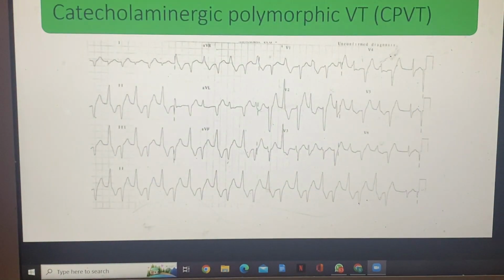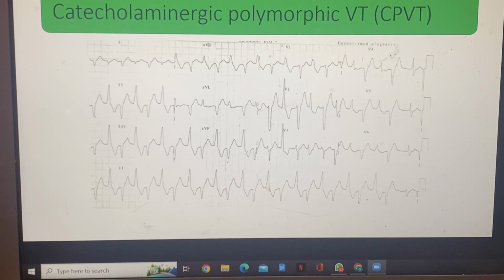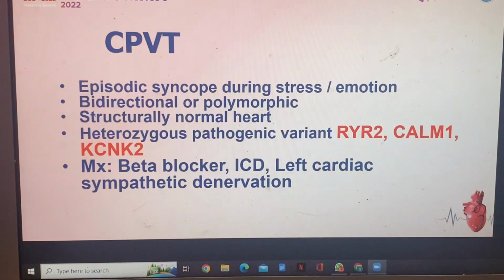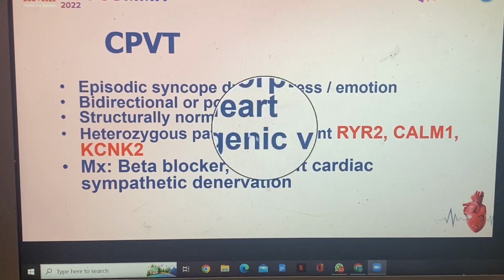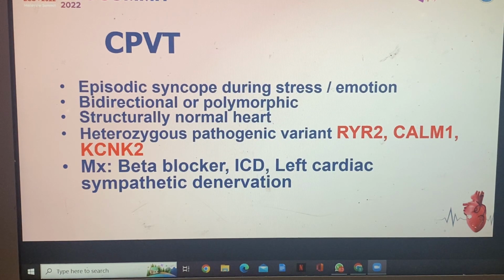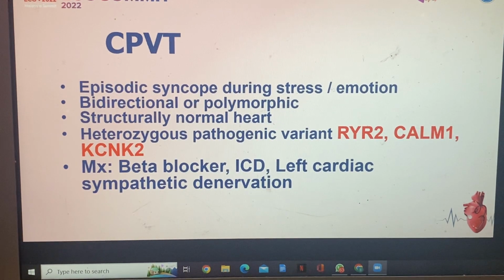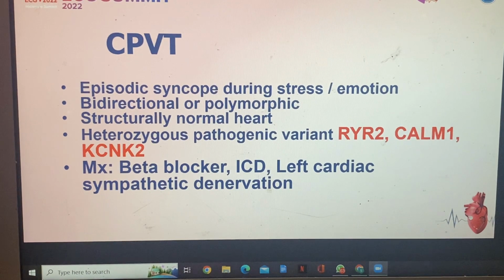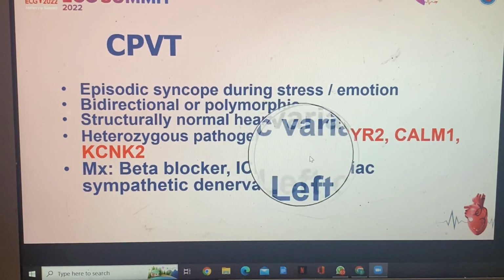Okay, so again, this one, because I think I haven't seen CPVT in my life, to be honest, and I think I got it from the classical textbook. But again, it's just pointing toward bidirectional, because when we have bidirectional, the only thing we need to think of is whether it is polymorphic, and one of the common things is actually CPVT. But how did it pick up? So CPVT is actually more towards syncope during stress or emotions, and bidirectional. Most of the time they have a normal heart, as mentioned by Dr. G, and the genetic component may contribute to CPVT, such as RYR2 mutations.